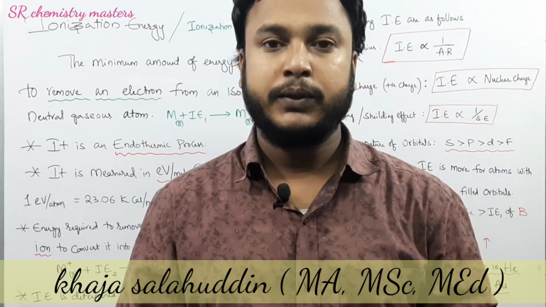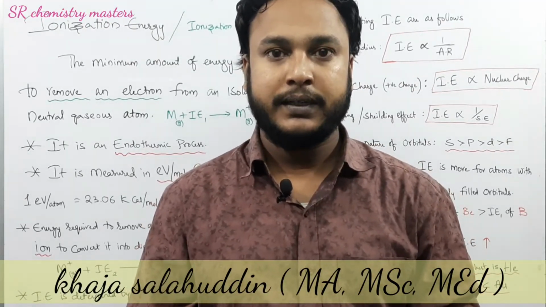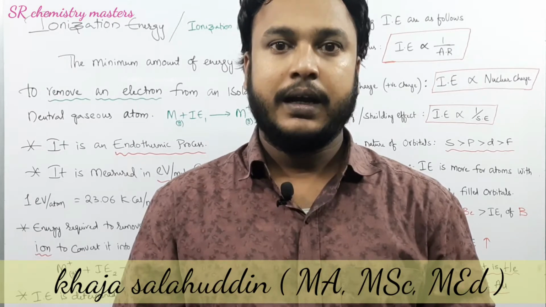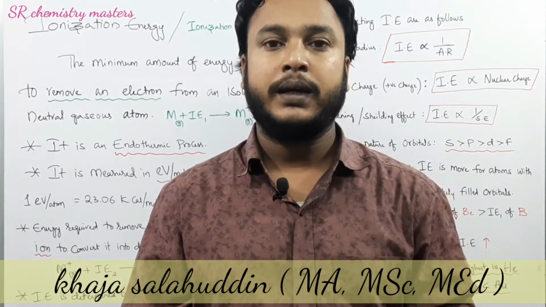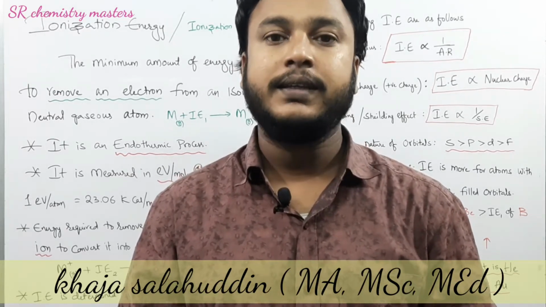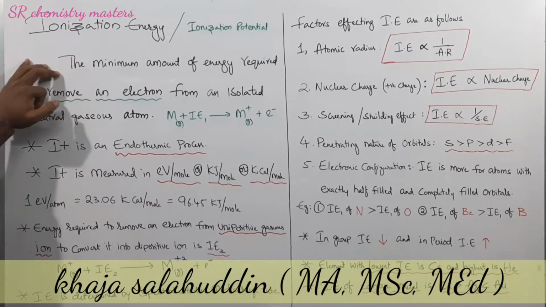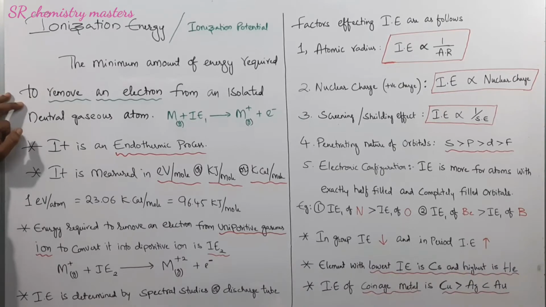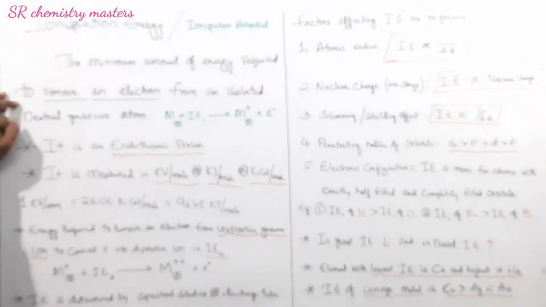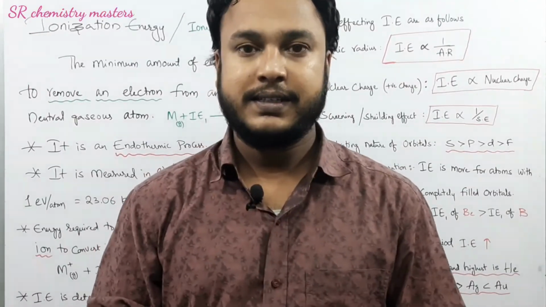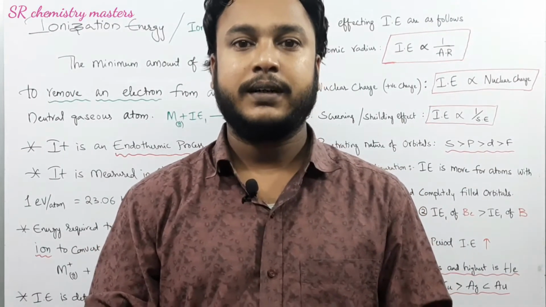In this video, we are going to discuss the periodic property ionization energy. Ionization energy is also known as the ionization potential. Let us see the definition of ionization energy first. The minimum amount of energy required to remove an electron from an isolated neutral gaseous atom is known as ionization energy. Let us understand ionization energy with a general example.